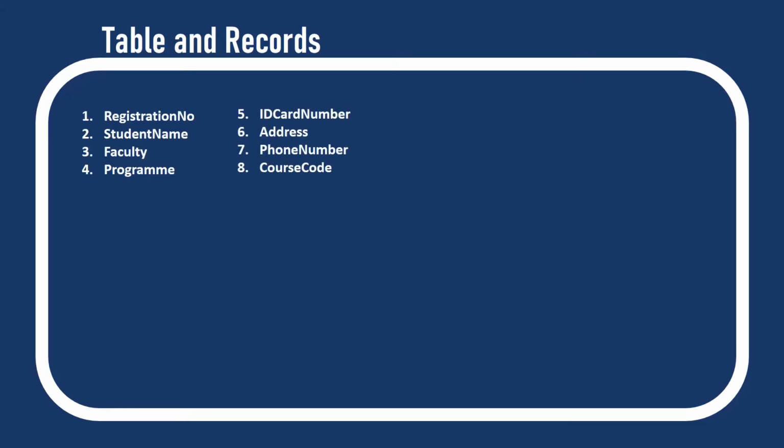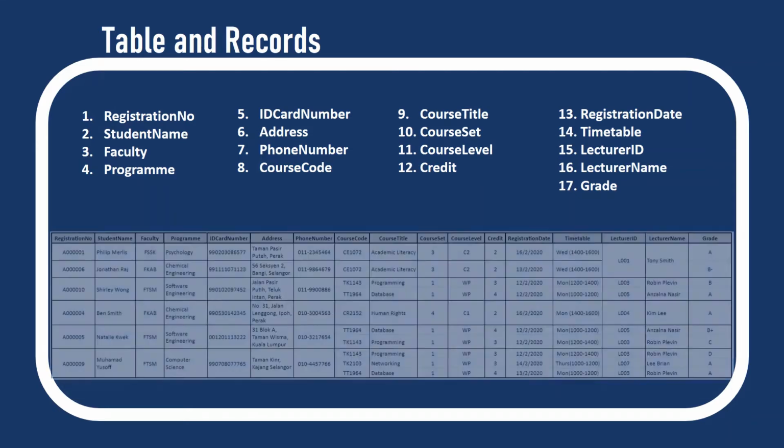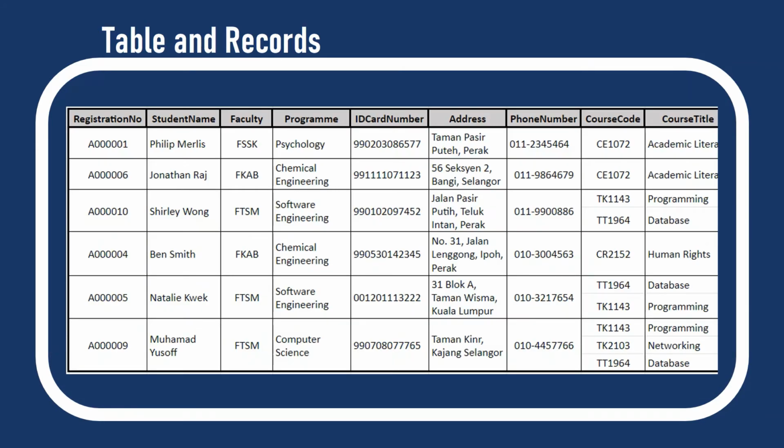For table and records, we place these 17 attributes into one big table. There are repeating groups in the data as each cell has more than one value. They are highlighted in red.